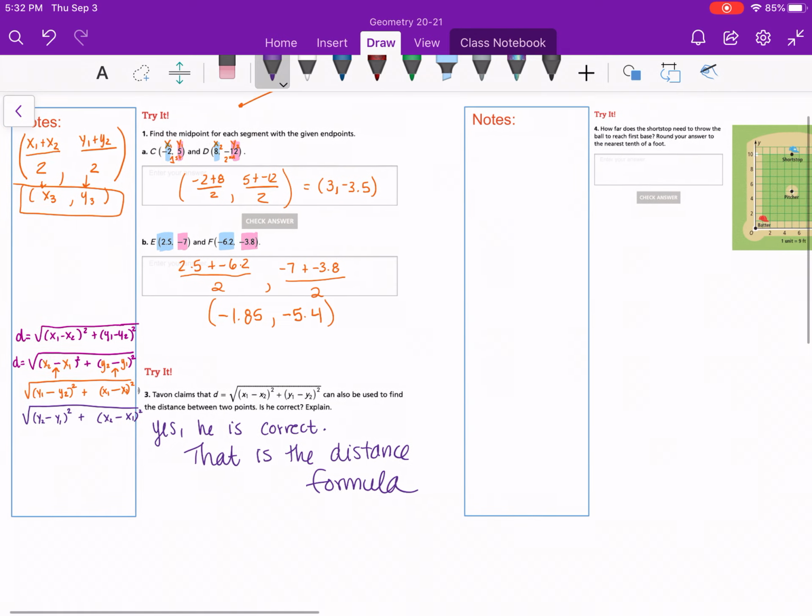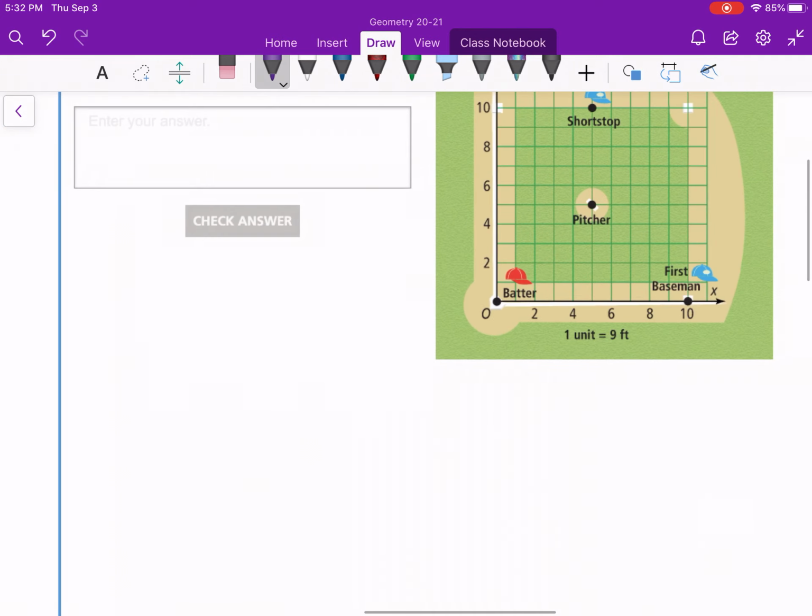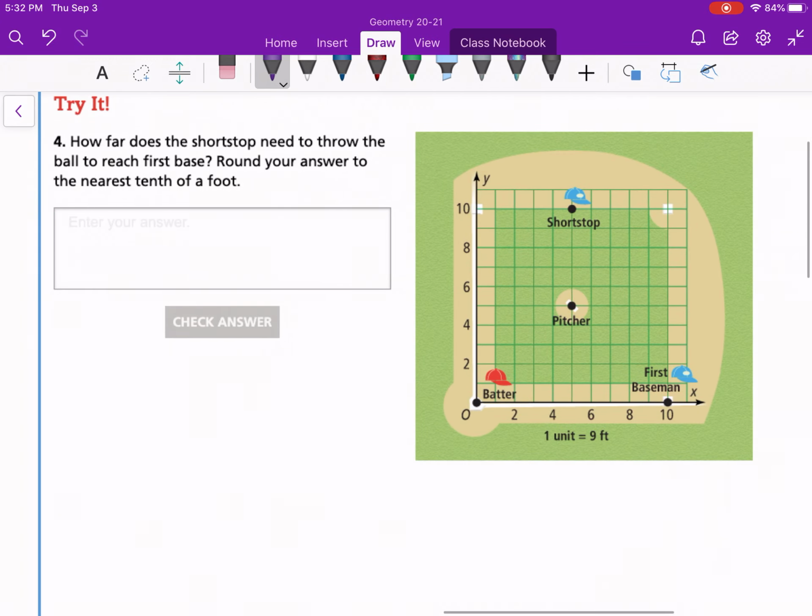So let's put it to the test. It says, how far does the shortstop need to throw the ball to reach first base? Distance is measuring how far something has to travel. Could say, what is the measure? What is the distance? What is the length? How far? Those are all ways to say what is the distance. So I want to know, what is the distance, or how far is it from shortstop to first base?